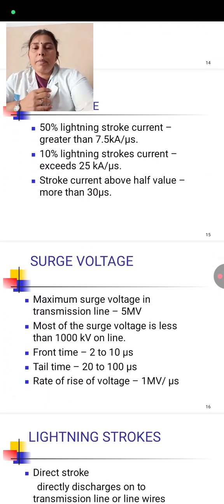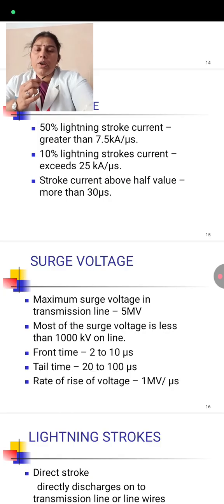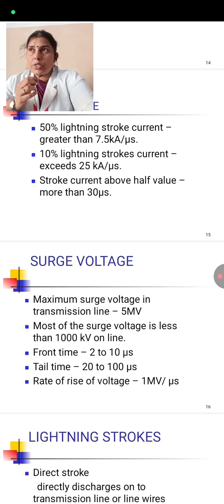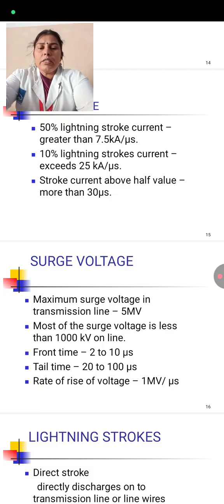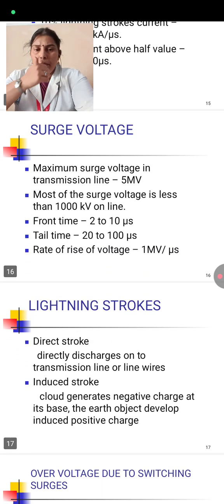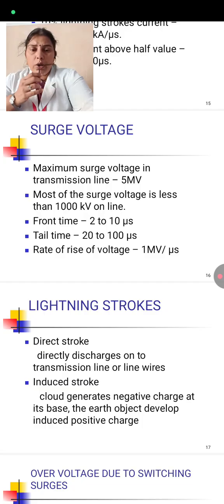Surge voltages: the maximum surge voltage in a transmission line is 5 megavolts. Most of the surge voltages are less than 1000 kV on the line, with a front time of 2 to 10 microseconds and a tail time of 20 to 100 microseconds. The rate of rise of voltage is 1 megavolt per microsecond. Direct strokes are directly discharged on the transmission line or line wires. In an induced stroke, the cloud generates negative charge at its base, and the earth objects develop an induced positive charge.